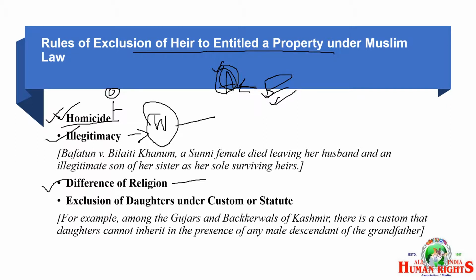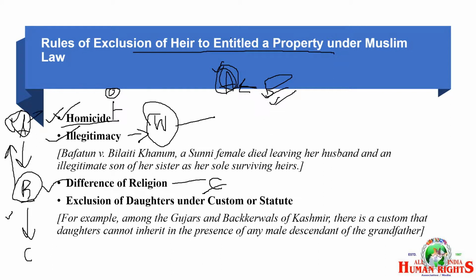When we talk about difference of religion, the main issue that comes up is conversion. When does conversion become a rule for exclusion? Let's say A is a father, a Muslim man, and he has his son B. If B converts from Islam to say Hinduism or Buddhism, then he will still be entitled to receive the property of his father and will still be considered a legal heir. However, his son, that is C, or A's grandson, won't be entitled to the property of A.